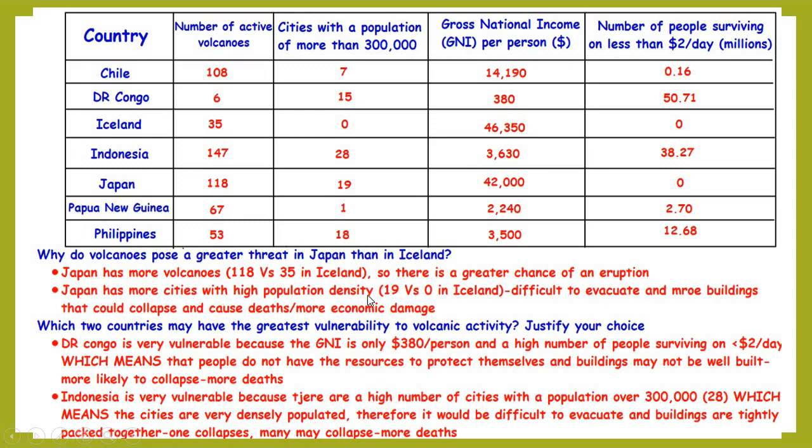So Japan has more cities with high population density, 19 versus 0 in Iceland. So it's difficult to evacuate, and there are more buildings that could collapse and cause deaths, and there'd be more economic damage. The impact of tectonic disasters isn't just about deaths. It's also about the monetary cost to rebuild. And if you're a rich country, you've got more rich stuff that's going to get destroyed. So the cost of repair is going to be higher quite often.